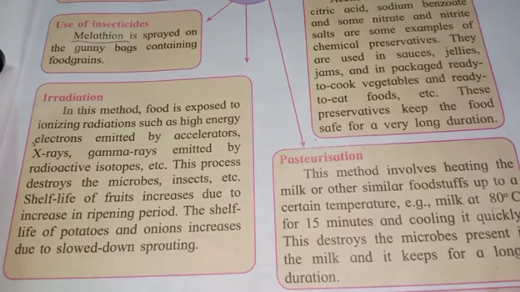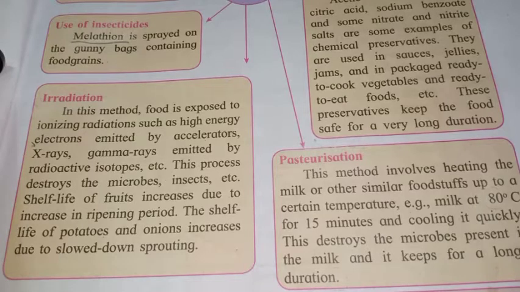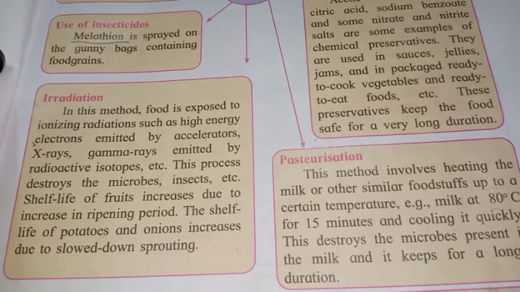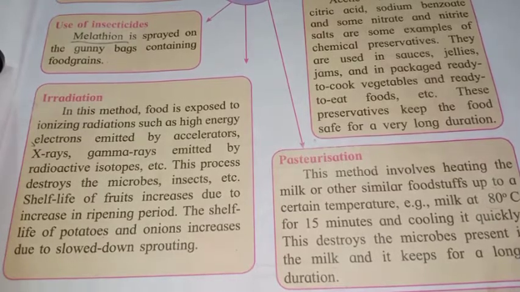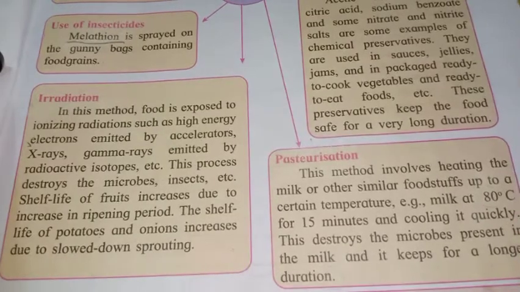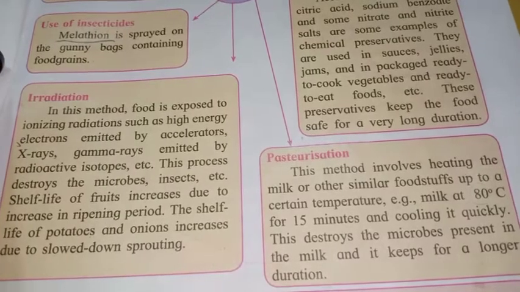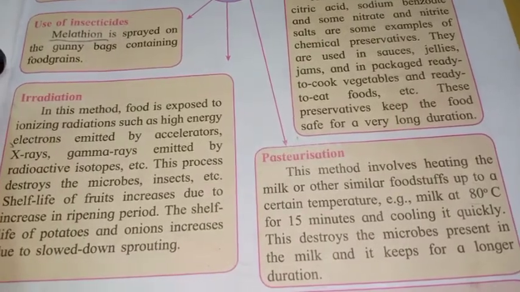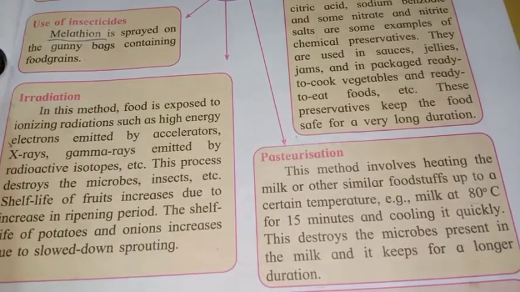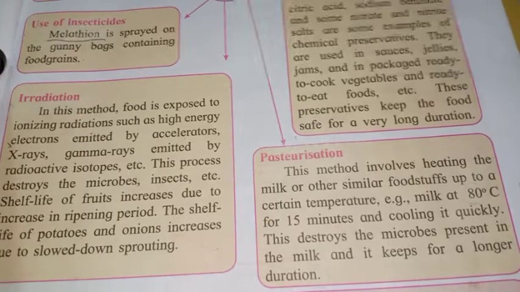So the shelf life of potatoes and onions also increased due to this process, because sprouting takes place in them. So the sprouting process can also be avoided by using this irradiation technique.